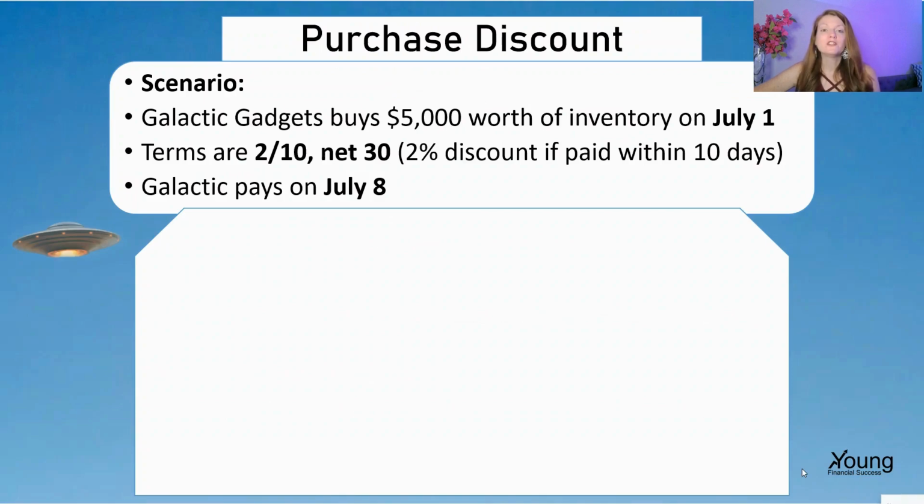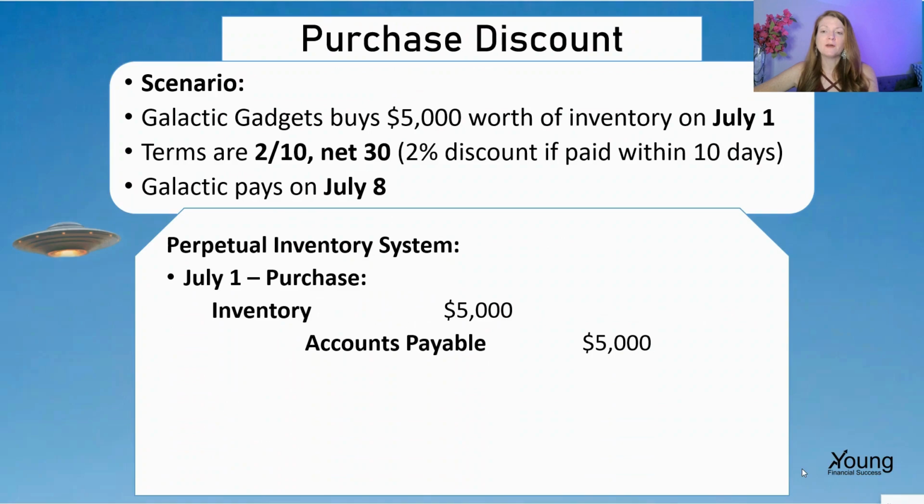And if we take advantage of that, then we can get a discount on our invoice. Some offer that, not all of them will. So Galactic Gadgets buys $5,000 worth of inventory on July 1st. Terms are 2/10 net 30. So they get a 2% discount if they pay in 10 days. Otherwise, they pay all of it in 30 days. They pay on July 8th. Perfect. It's within the 10 days, so they're going to get a 2% discount.